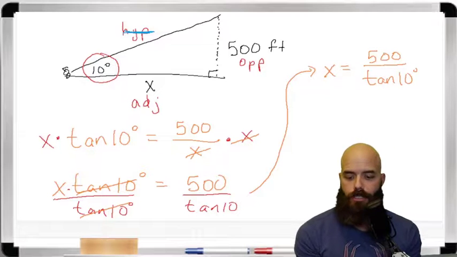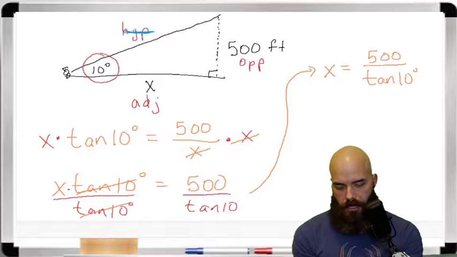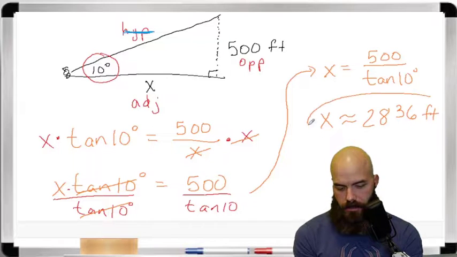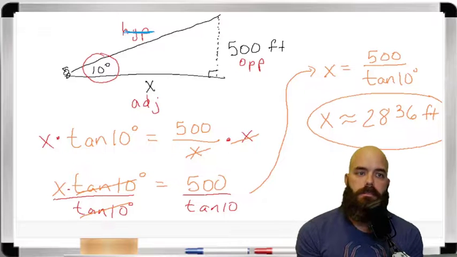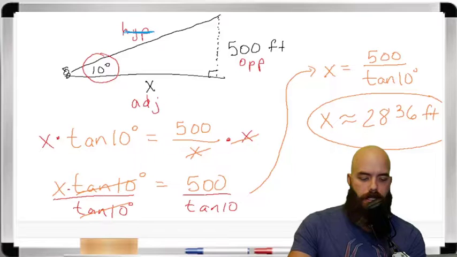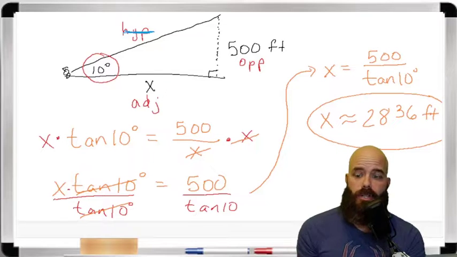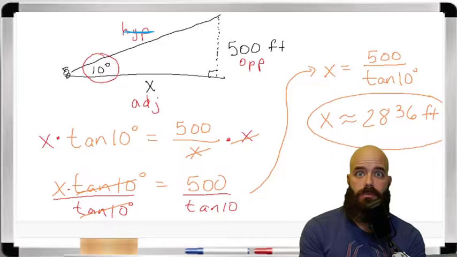Okay, so I got 2,835.64091. If I wanted to round that to the nearest whole number, I would say approximately 2,836 feet. And there we go. We have approximated the horizontal distance that this plane has traveled after taking off at a 10-degree angle with the ground once it's reached an altitude of 500 feet.